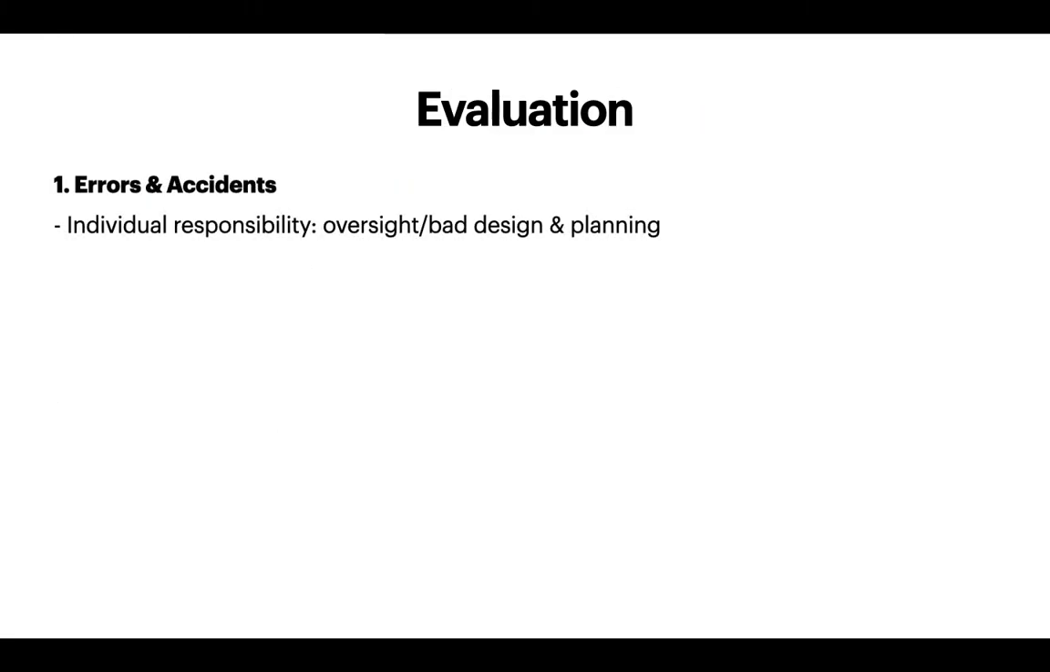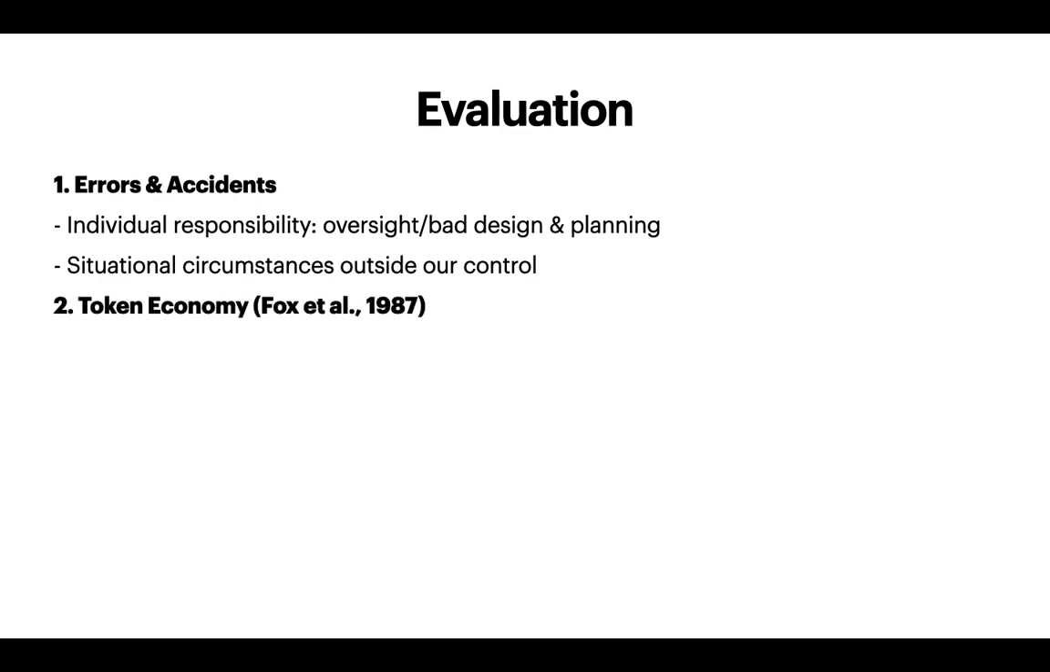So evaluation, errors and accidents, individual responsibility is important. Because if you have oversight, bad planning and design, it can affect people at work. It results in a lot more accidents when people don't plan designs better. If you're planning for a company, a structure, the way things work, the way the machines work, you need to take individual responsibility to make sure it works well. On the other hand, you can argue that situational circumstances are sometimes outside our control. Sometimes you can't control when fires start, or when accidents happen. That's why it's called an accident. So individual versus situational, you can debate.